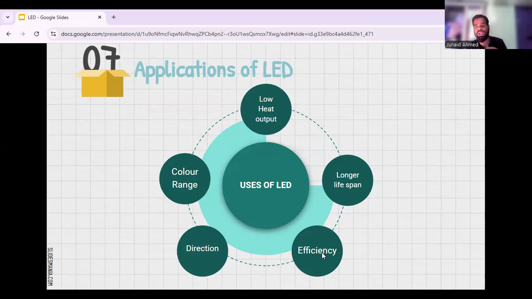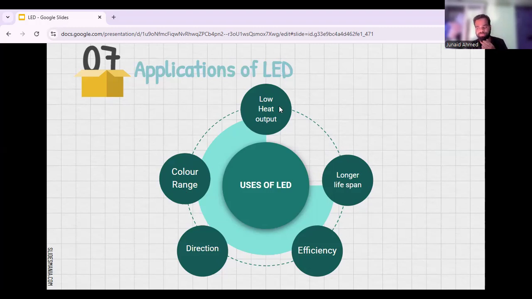Efficiency: as we have seen, whatever input voltage we give, it can operate with that voltage itself, so it doesn't lose energy. Direction: we can propagate the light in a particular direction with the help of the epoxy lens and reflective cavity. Color range: we can change the color of the light with the help of the mixture of the dopant. A small proportion can change the color of the light drastically.